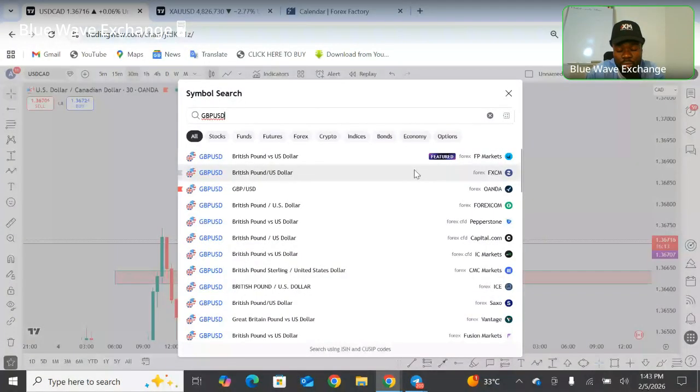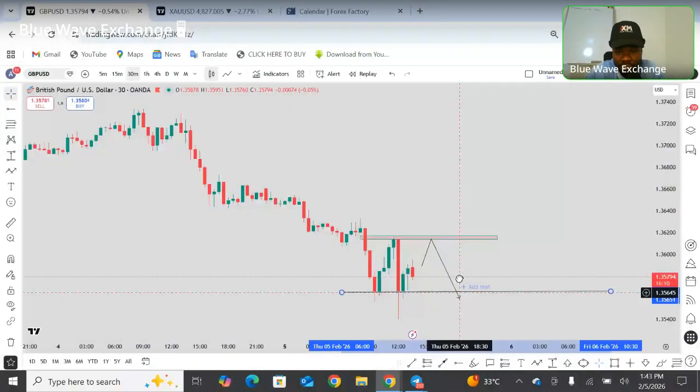So this is what I was expecting on GBP. As I told you, it can just retest in the middle of the range and it will keep on moving down. But gold has happened, and we didn't get entry.